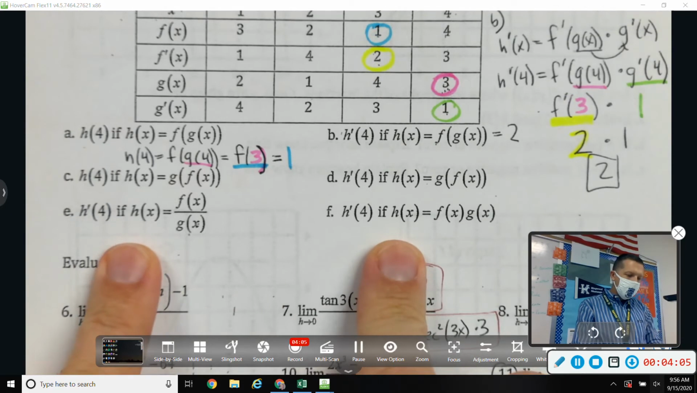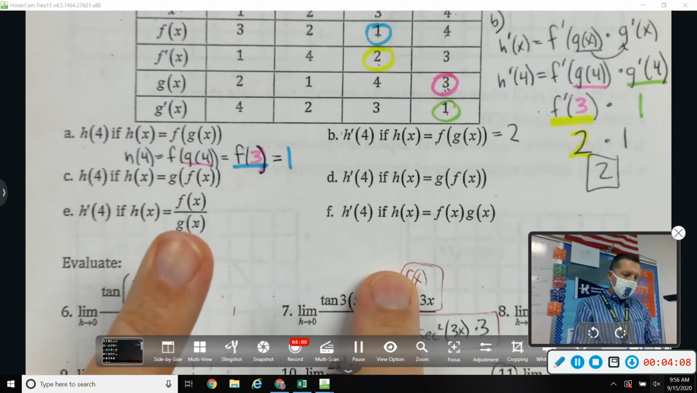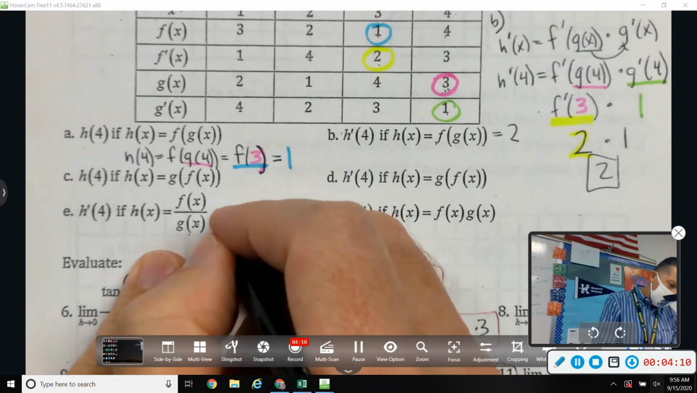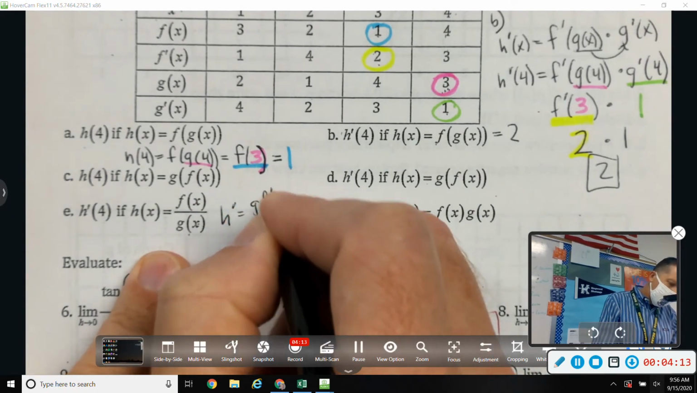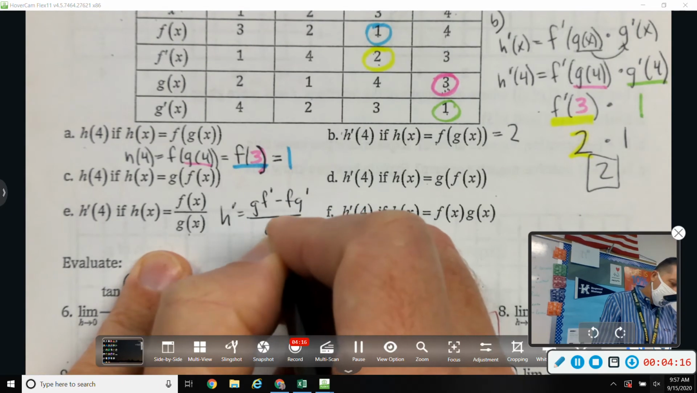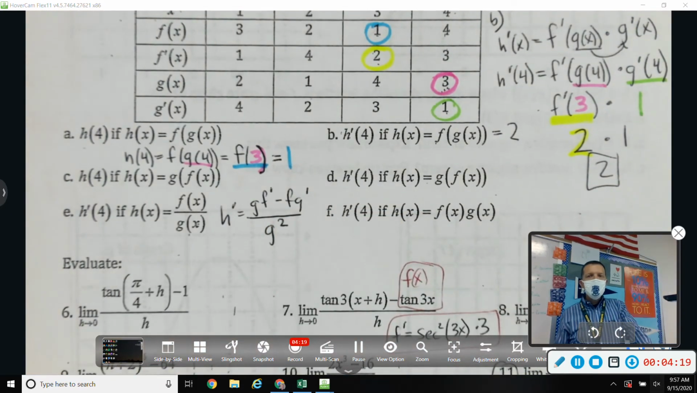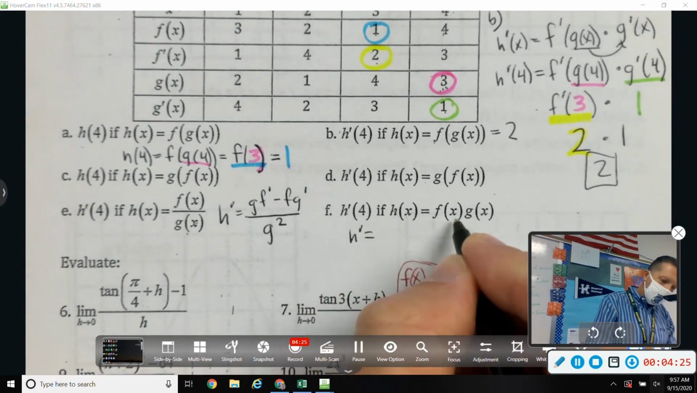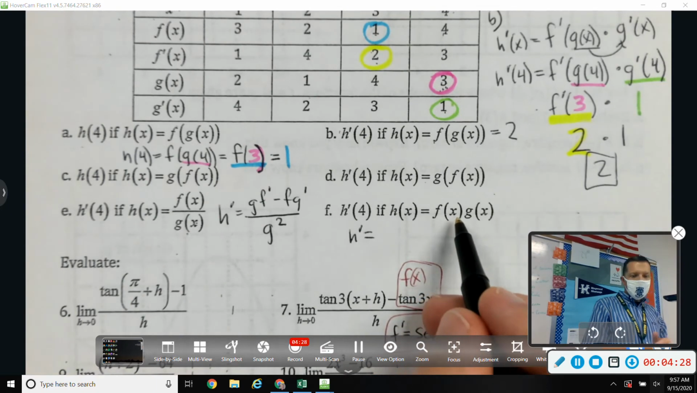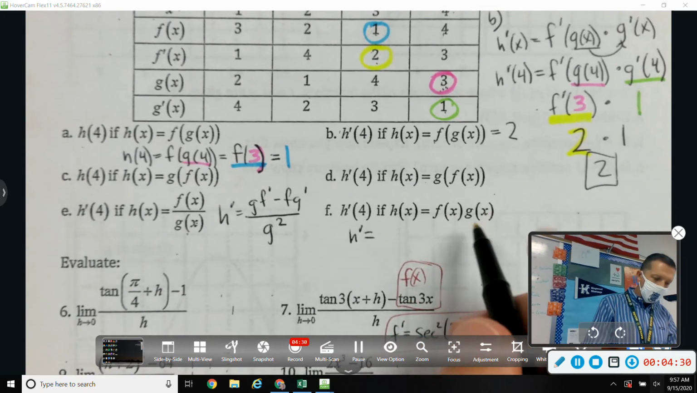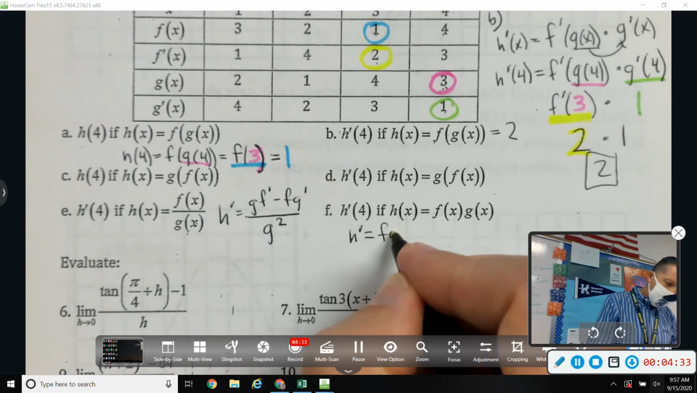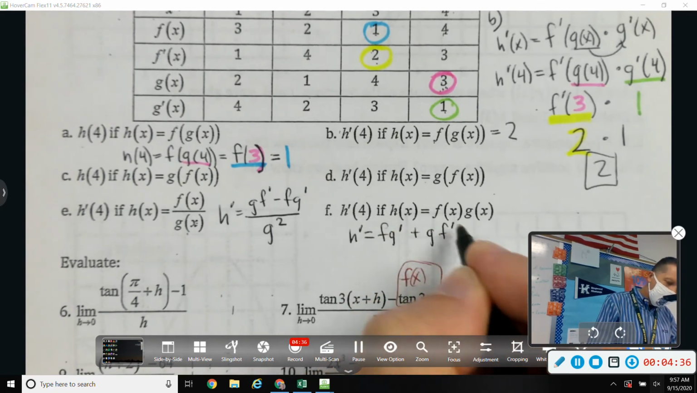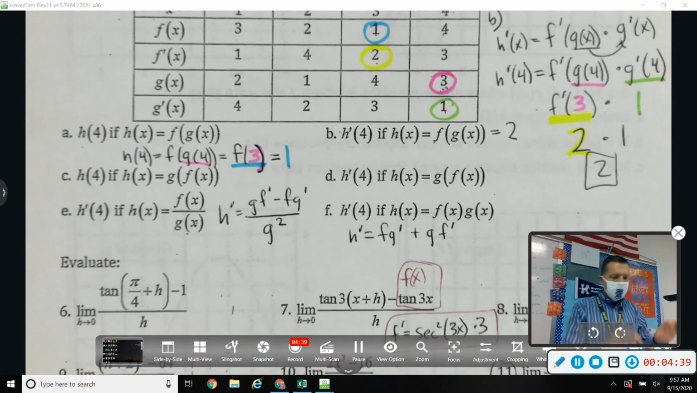If you look further in number 5, E would be the quotient rule. So you'd have g f prime minus f g prime all over g squared. So you'd be using the table a lot for that one. F would be product rule. So you can't just do f prime times g prime. That'd be nice, but that's not how it works. It's f g prime plus g f prime. And then you would look at the table and plug in the pieces carefully, because there's a whole lot of extra information in that table to come up with the answer.